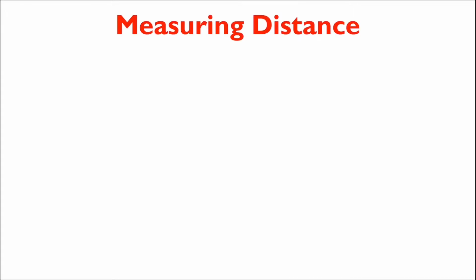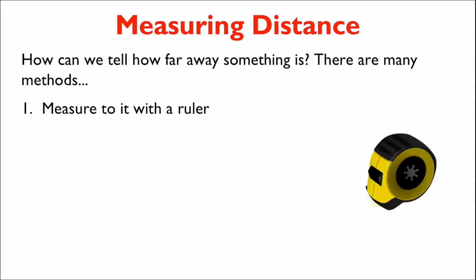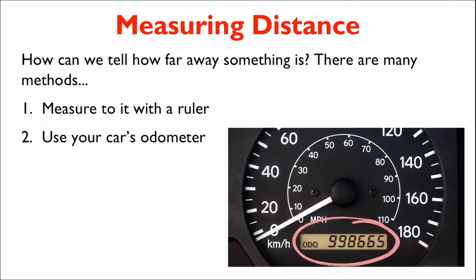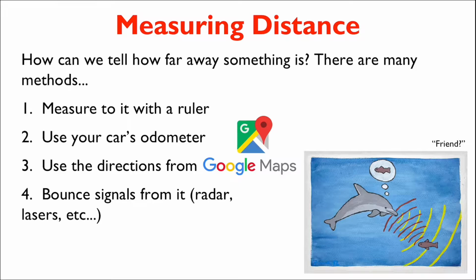When it comes to measuring distances, there are various ways that we can do this. We can measure the distance between two points with a ruler or a tape measure, or we can use our car's odometer to tell us how many miles or kilometers we've driven, or we can even use Google Maps to tell us the distance between two separate cities. We can also bounce signals off of an object that we're observing.